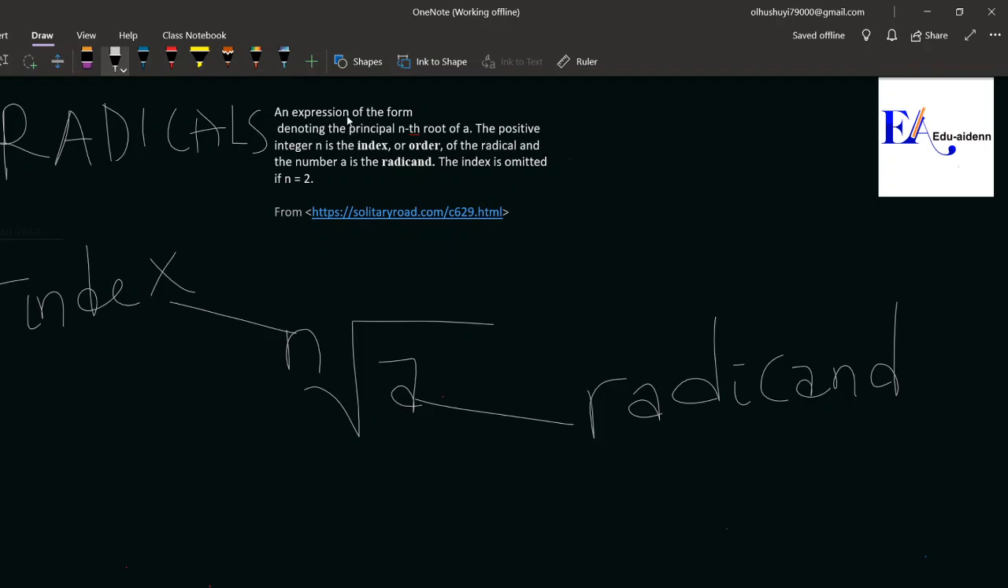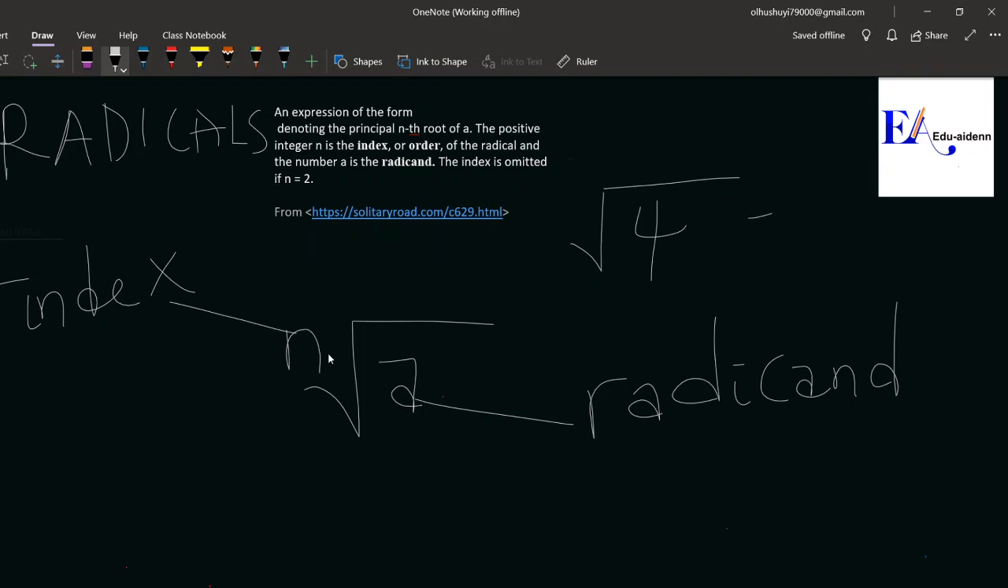how do we move? An expression of the form this, denoting the principal nth root. This is the nth root of a. The positive integer n is the index or order of the radical, and the number a is the radicand. So this is the radicand. The index is omitted if n is equal to 2. Of course, that becomes a square root or a second root. And of course, you're familiar with this now. So we can omit that n. That's the meaning of that statement.